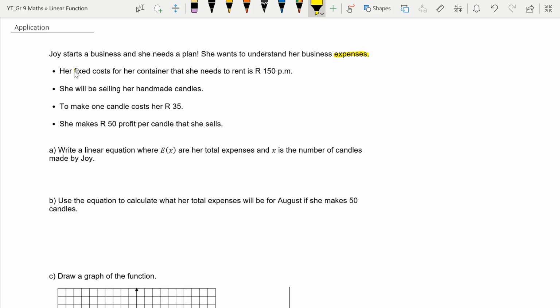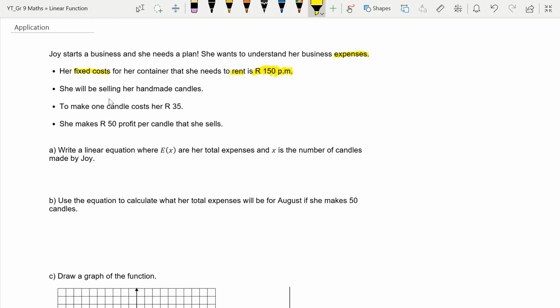Her fixed costs. So that is a cost that you have to pay every single month, right? So when you pay rent for a flat or a house or whatever, it's a fixed cost that would be the same every single month. For her container that she needs to rent, she is going to pay 150 Rand per month. Okay, so every single month that would be an expense.